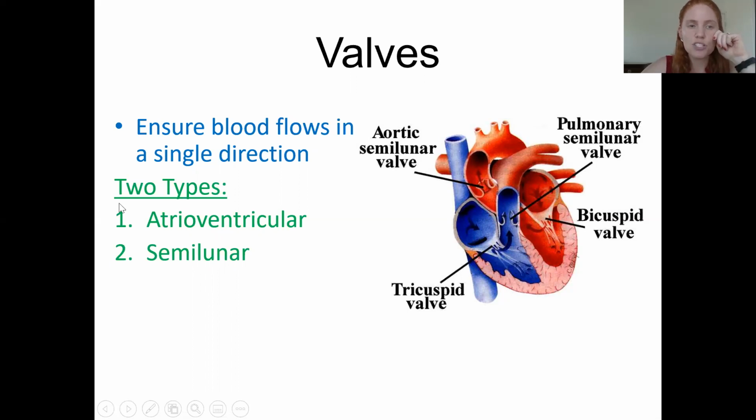There are two types of valves in the heart. You have two atrioventricular valves, also known as AV valves, and then you have two semilunar valves, also known as SL valves.